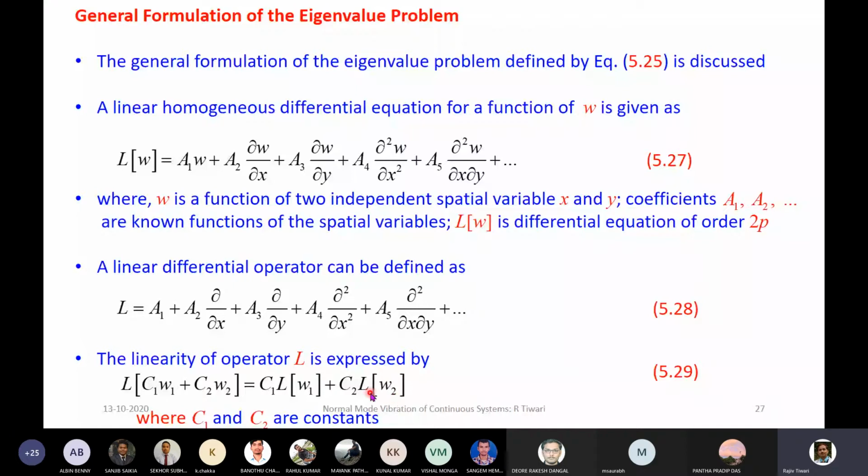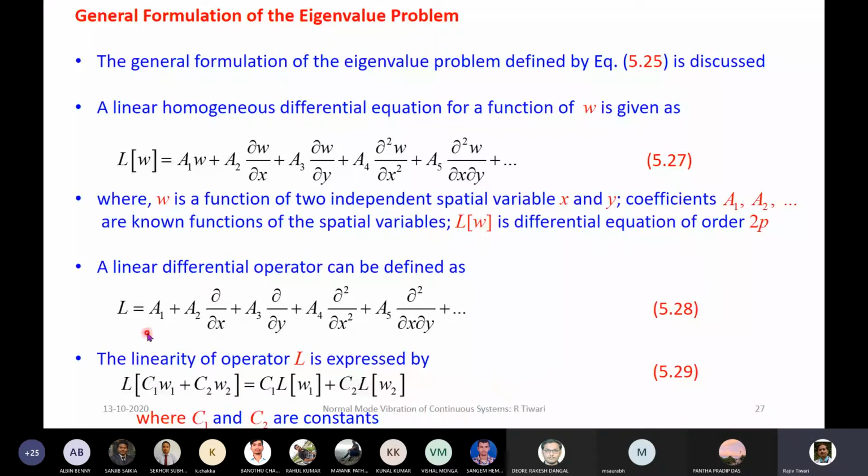Sometimes an operator may be nonlinear, but we are not talking about that. We are talking only about linear operators. So now I have defined a general operator.